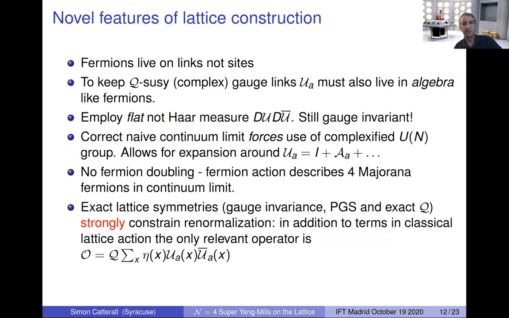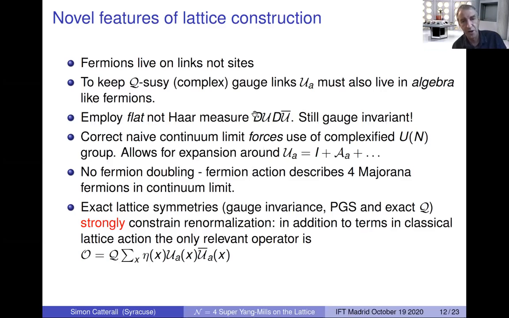Okay, so various people have asked things about the lattice construction. Let me say a bit more about that now. The fermions typically live on links and not sites, so that's very unusual from a lattice QCD perspective. To keep the supersymmetry, these complex gauge links, which carry both the gauge fields and the scalar fields of n equals 4, also have to live in the algebra like the fermions. So the measure here is not the Haar measure that it would be for QCD, it's just a flat measure.